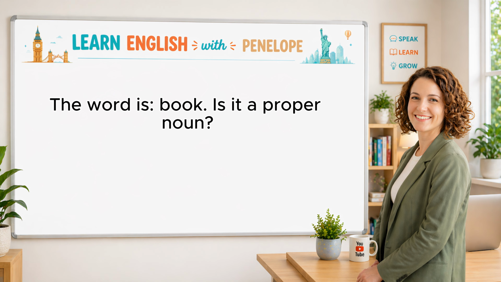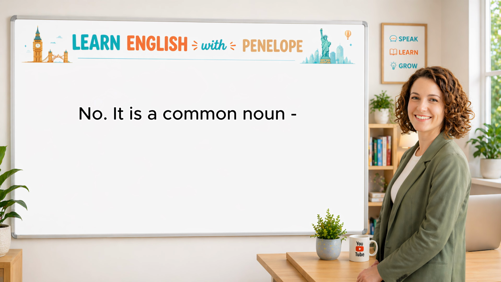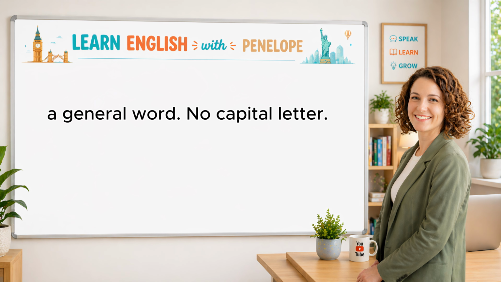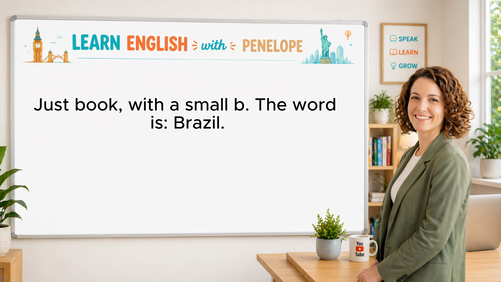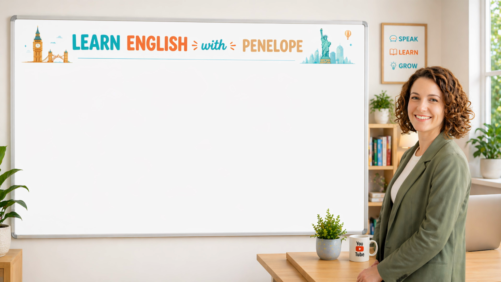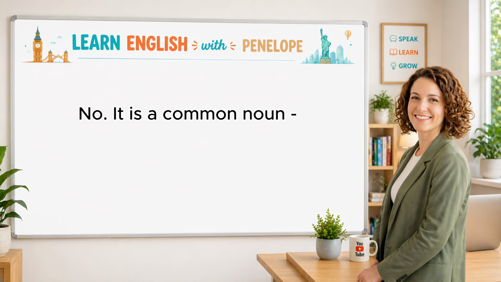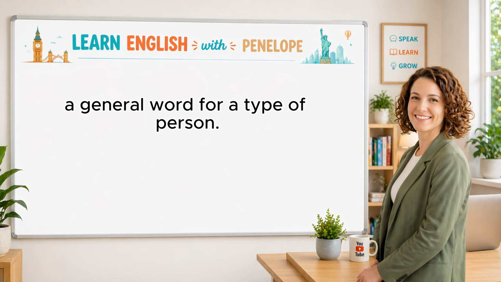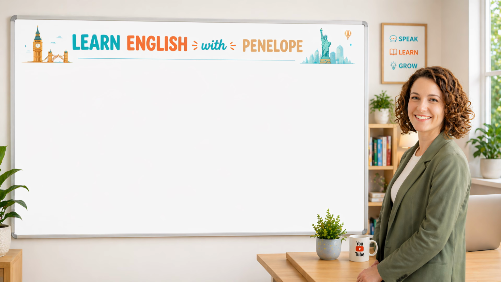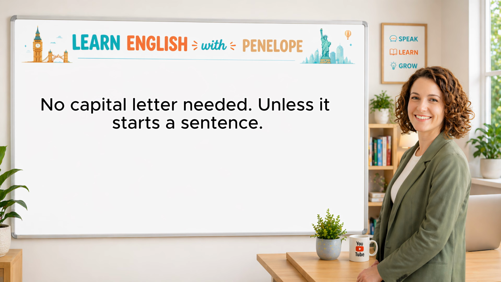The word is book. Is it a proper noun? No, it is a common noun, a general word. No capital letter. Just book with a small b. The word is Brazil. Is it a proper noun? Yes. It is the name of a country. Capital B, Brazil. The word is teacher. Is it a proper noun? No. It is a common noun, a general word for a type of person. No capital letter needed unless it starts a sentence.